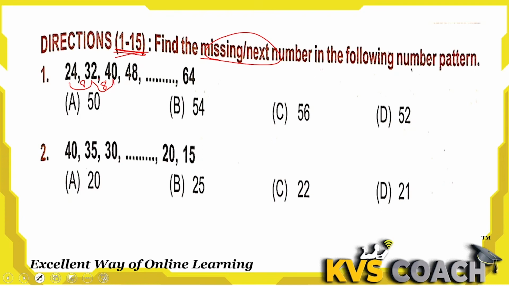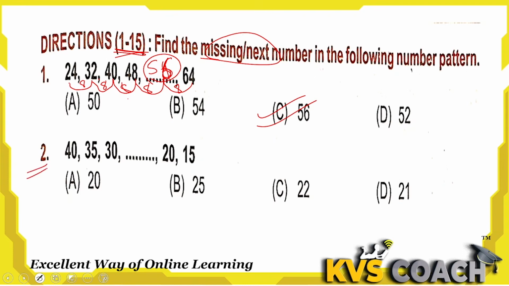Like this: 40 plus 8 is 48, then again 8. So 48 plus 8 is 56, and 56 plus 8 is 64. You can see that this is the pattern: plus 8, plus 8, plus 8, plus 8, and the missing number is 56. C is the right answer here.